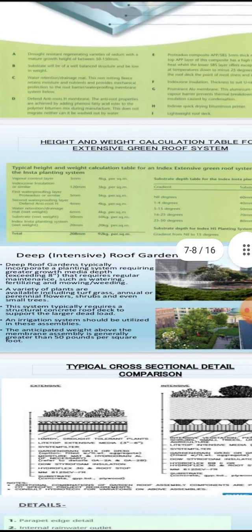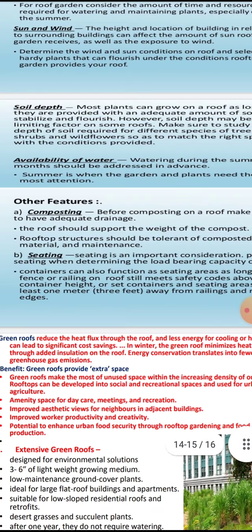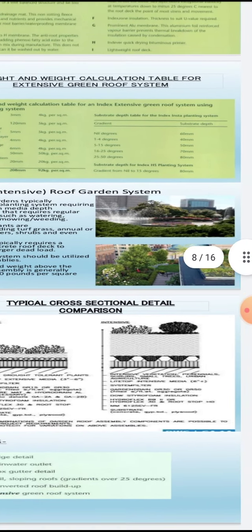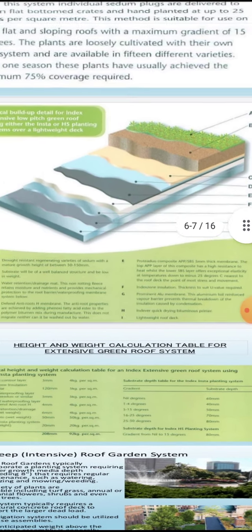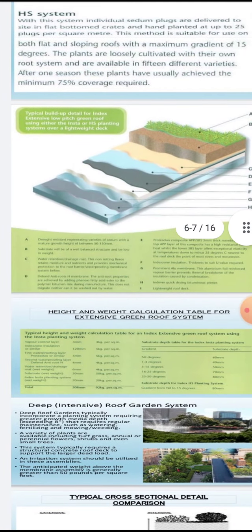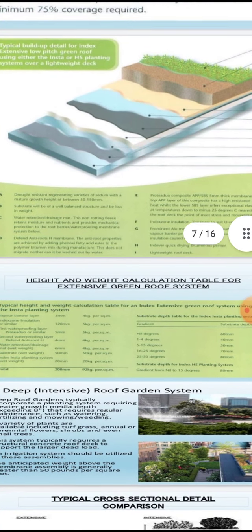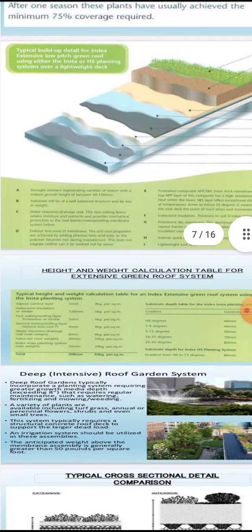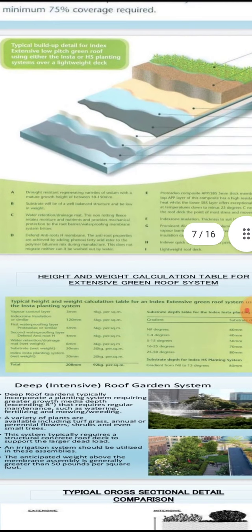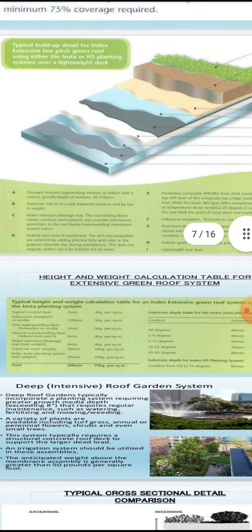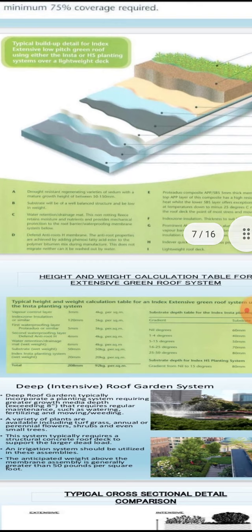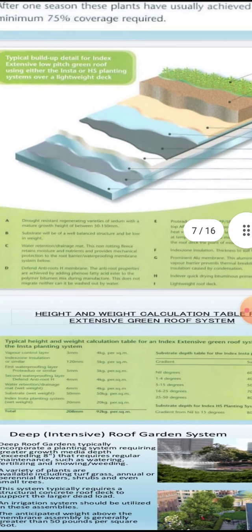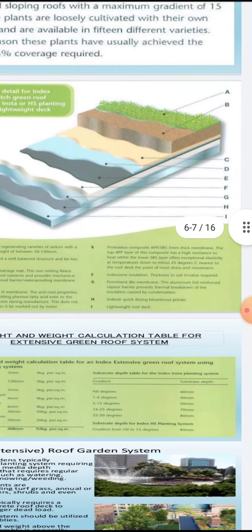Here you are observing this part, which is very interesting because in our region it is not well developed now, but here the typical buildings have detailed planting systems, using either insta or hs planting systems. So what is the meaning of this? We will see.